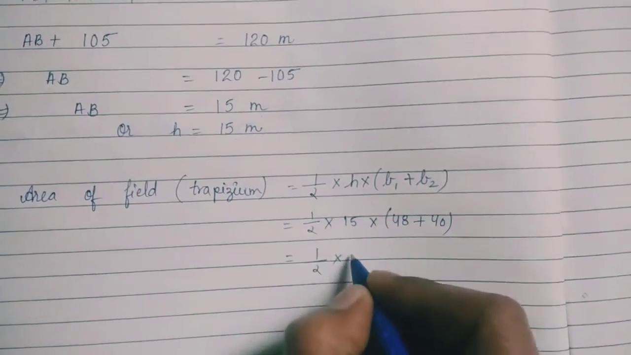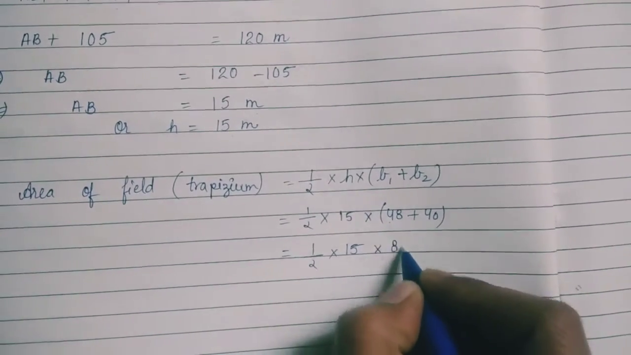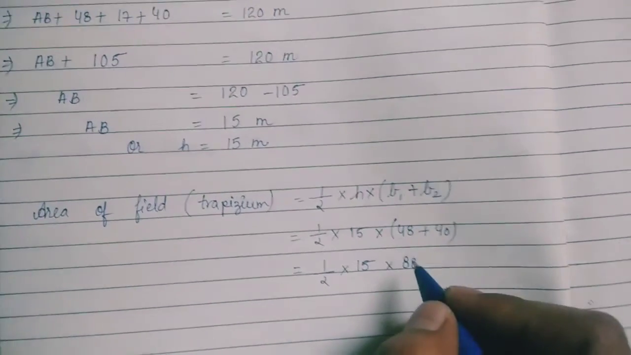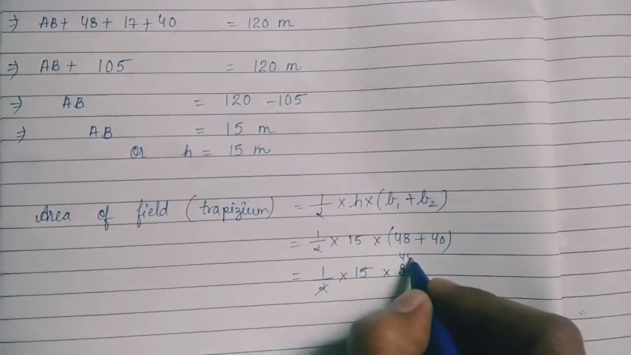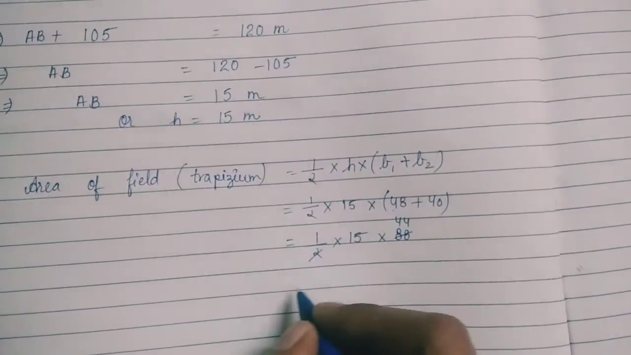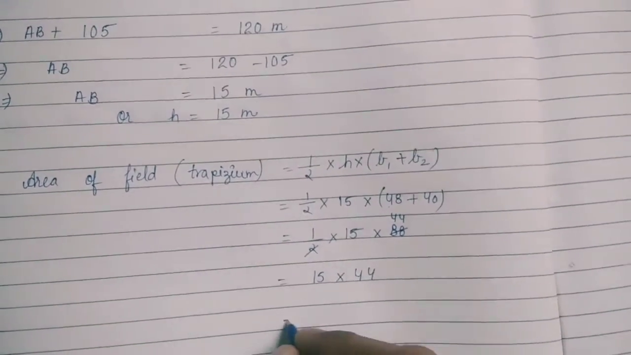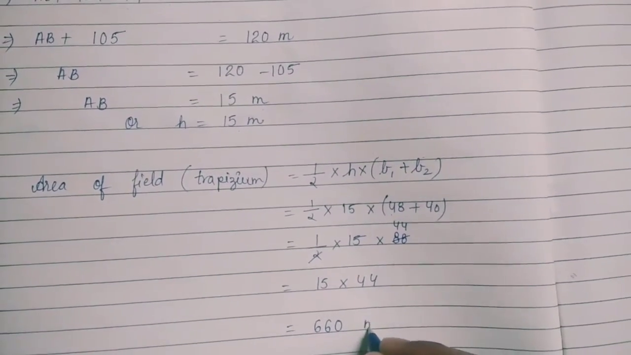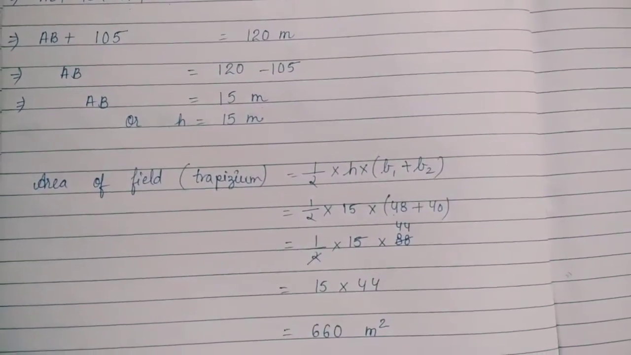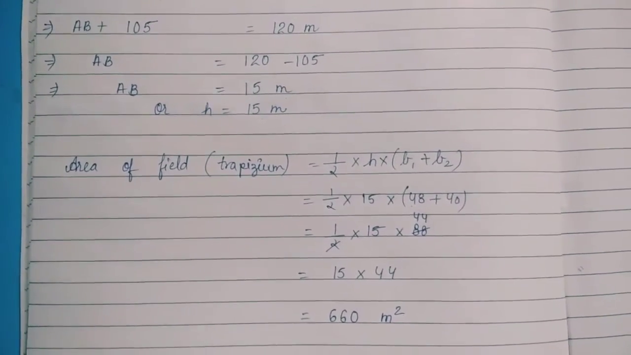Half as it is, 15 into 48 plus 40 is 88. Now we will reduce 88 by 2 and it gives us 44. So we have 15 multiplied by 44 and it gives us 660. The unit will be meter square. So here we completed the third question of the exercise.